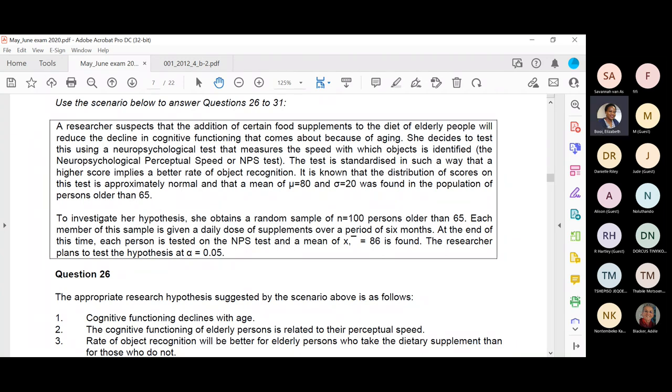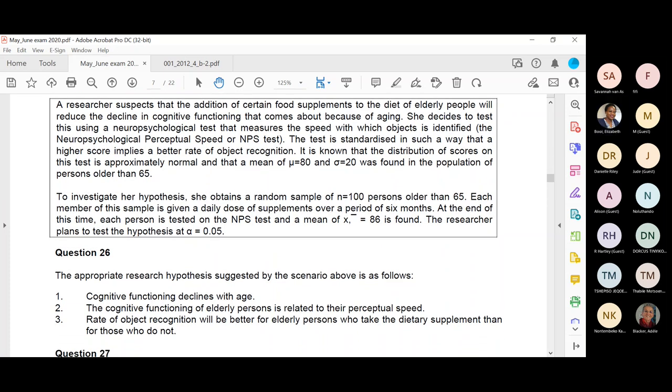65. To investigate her hypothesis, she obtained a random sample of N equals 100 persons older than 65. Each member of this sample is given a daily dose of supplements over a period of 6 months. At the end of this time, each person is tested on the NPS test, and the mean, X bar, for this sample is found to be 86. The researcher plans to test the hypothesis at a level of significance alpha of 0.05. So we need to answer questions 26 to 31 using the same statement. So let's start with 26.